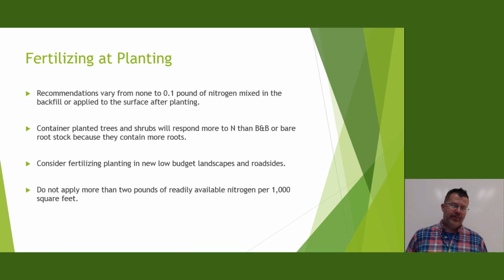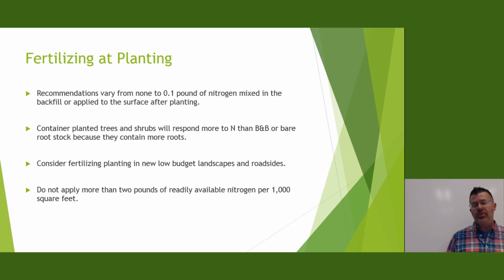Fertilizing at planting. Not really done this. The only thing that we've actually done is maybe incorporate some peat moss, some manure and soil conditioner, kind of mix that. We'll dig the holes with our auger, and the soil that's on top of the ground we'll break open some bags and throw in a couple scoops and just kind of mix that in for the backfill when we're planting. But recommendations can vary from none to 0.1 pound of nitrogen mixed in the backfill or applied to the surface after planting.